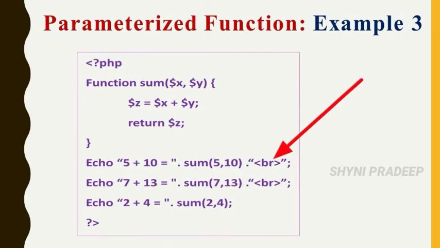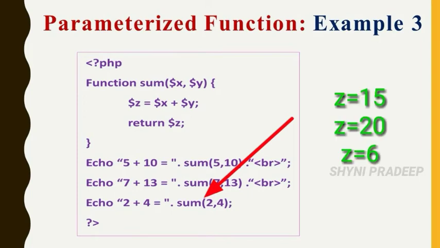And next, break means what? Go to the next line, break that line. Okay. So next x, y values are 7 and 13. So 7 plus 13, 20. Your next output is what? 20. And next break, again break the line, go to the next line. And 2 plus 4, x is 2 and y is 4. 2 plus 4 is what? 6. So 6 will be printed out on the output screen. So you will get the output like this.